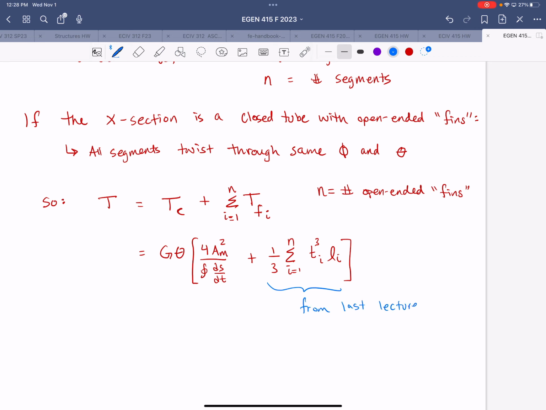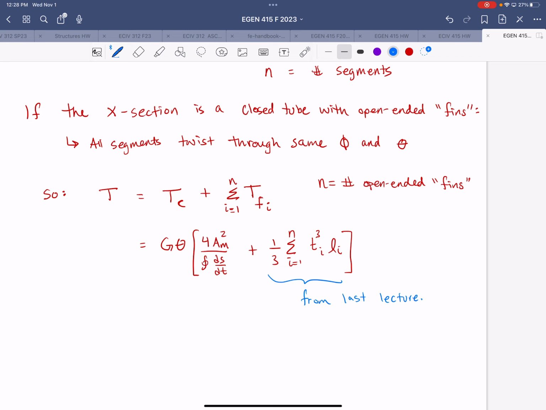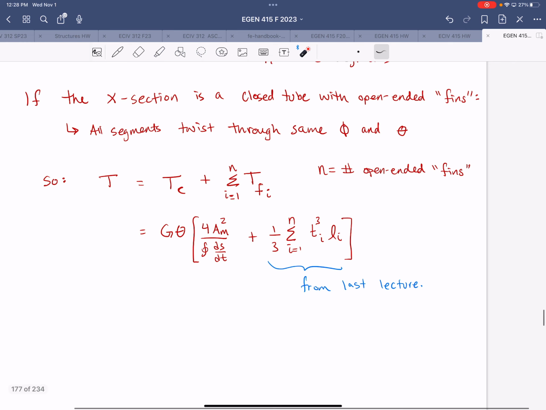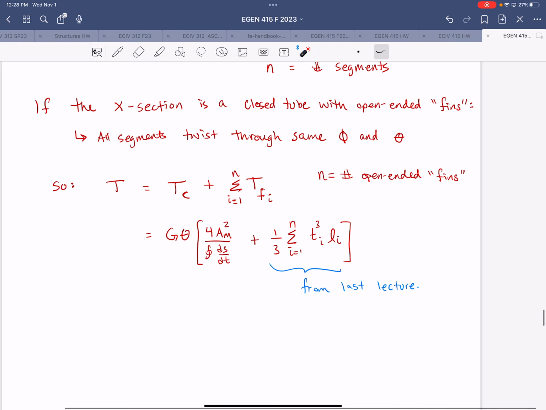So if we know the total torque for a given cross-section, we can find the twist rate theta from the above equation, and then we can find the individual components of that torque: what portion of it is in the closed section and what portion is in the open-ended fins. And we can also go ahead and find the shear stresses, etc. So let's apply this to an example.